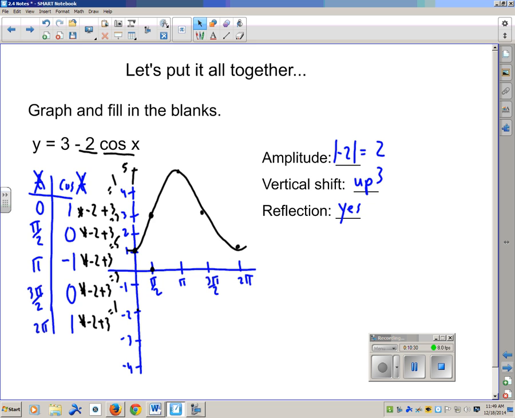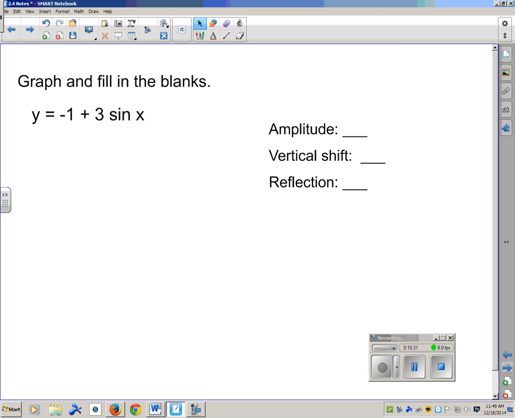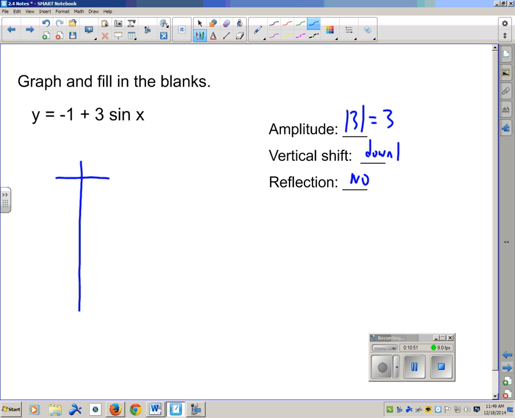All right, one final one here. Amplitude here, there's a 3 being multiplied there, so absolute value of 3 is 3. Vertical shift, yes, it's that -1 plus, so I'm going to move it down 1. There's not a -3 sine x, so there's no reflection going on this time. So let's do our nice table here, using our same nice values that we've been using all the way along.